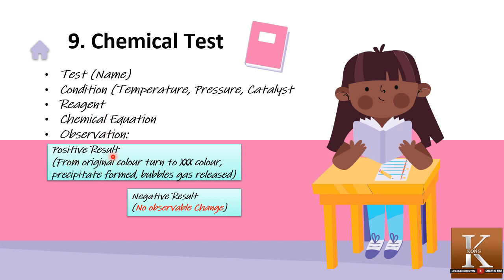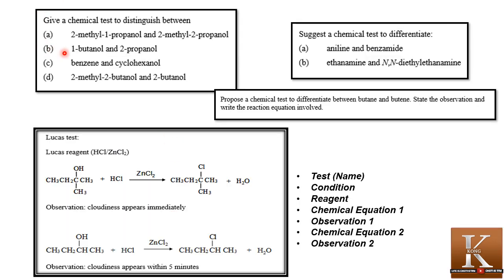Normally for the positive result, we have to mention from what color change to what color. For example, the purple color of potassium permanganate turns to colorless. If a precipitate forms, you have to show the precipitate, or if there is bubble gas released, you have to write down this observation. If negative result, you have to show the equation as well, but just mention no observable change. And then you tell me the color of the solution. For example, the purple color of the potassium permanganate remains unchanged.